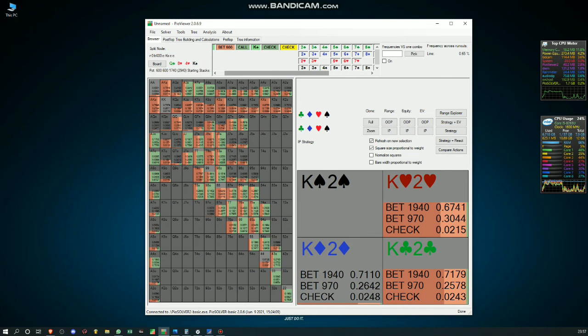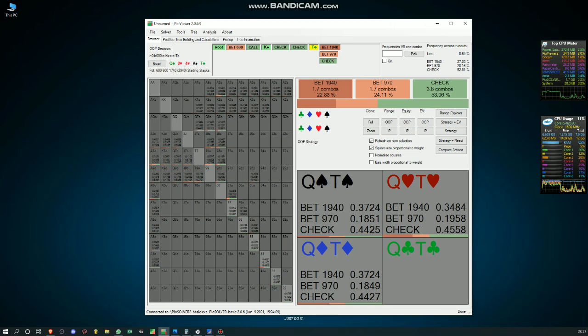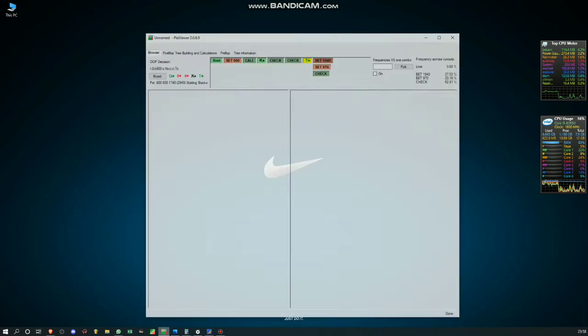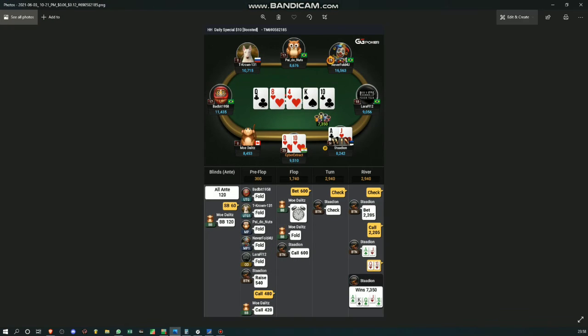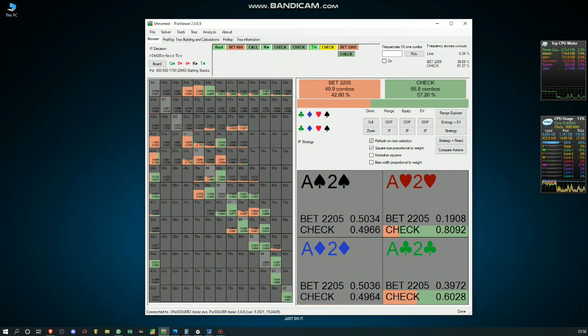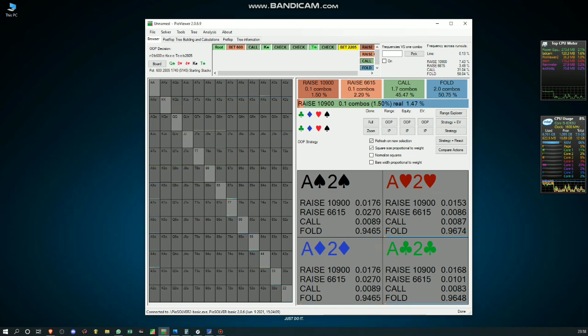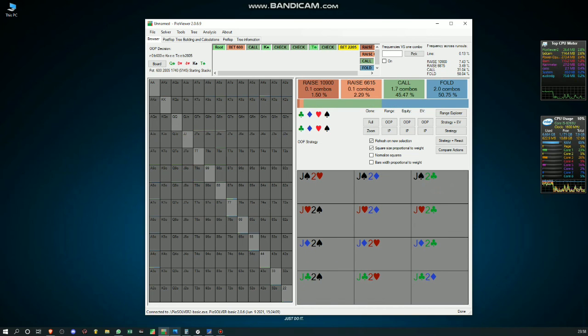And now the river is a ten of clubs. Now you see, it asks us to still check 45% of the time. So we did check in the hand, actually. As you can see, we did check the river. And as you can see, he's always going to bet his combos. It's asking him to bet 2,500. So he bet, as you can see.